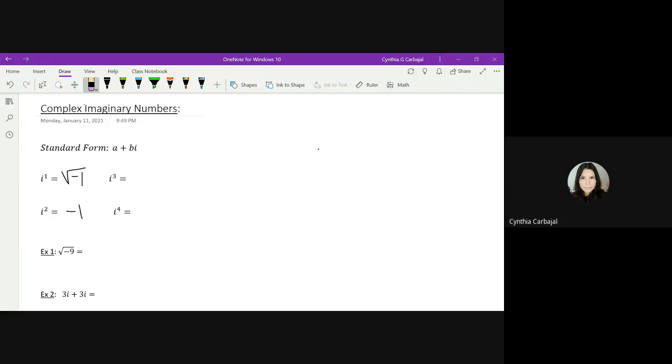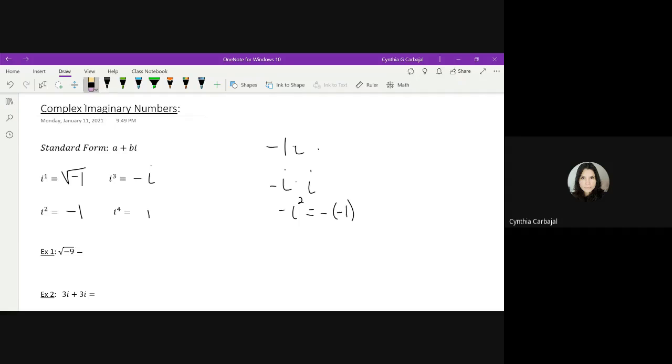So let's make it look like this. We know that i squared is -1, times another i would be i to the third, right? So i to the third power is negative i. Well, if I multiply that negative i times another i, then that would be i squared. So negative i squared, which would be negative of a -1. So then that would be a +1.